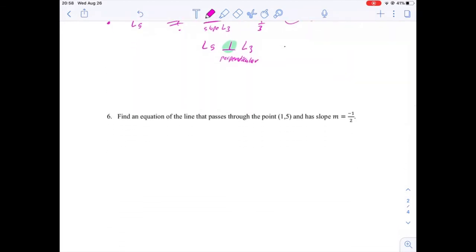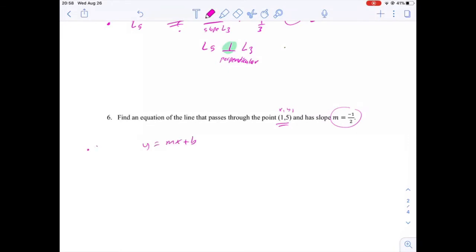Now we want to find the equation of the line that passes through the point (1, 5) with the slope negative 1/2. So we have a point, let's call it x1, y1, and we have a slope. So we can use another formula of the line. We know that this formula, mx plus b, is called slope intercept.